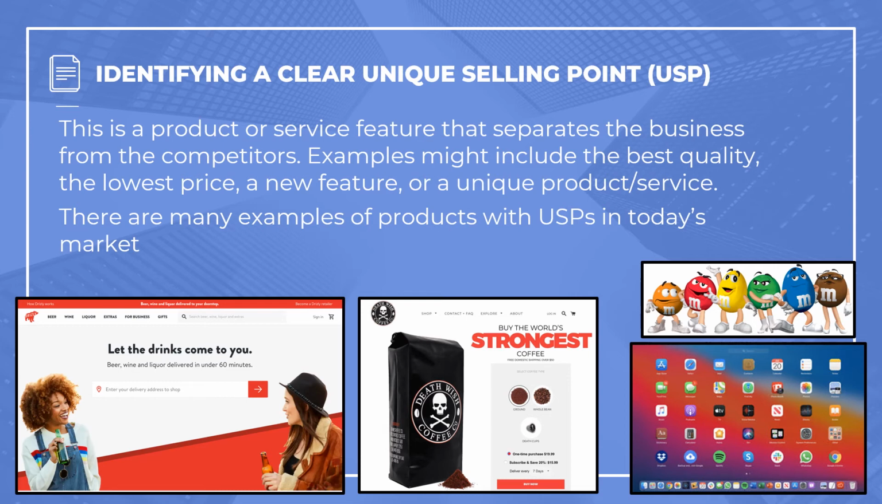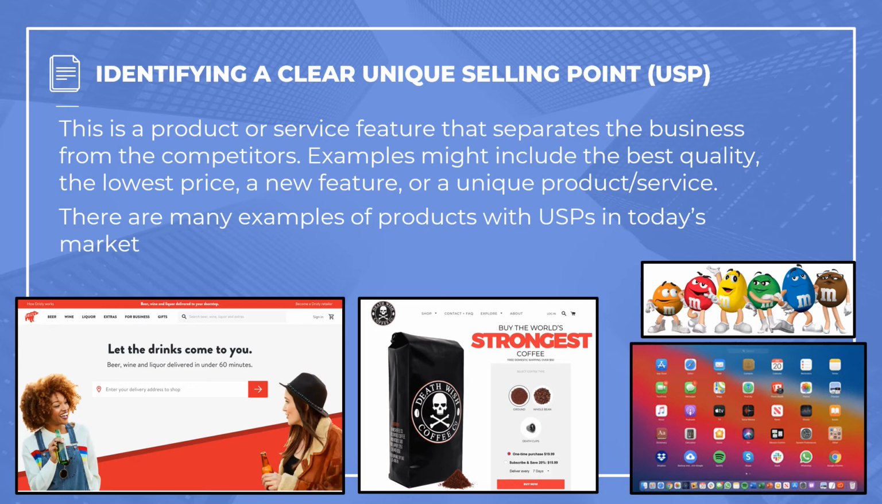For the middle one, it says the world's strongest coffee. That is their claim. So their feature is that their claim is that the coffee is stronger than any other coffee on the market. And the bottom left says beer, wine and liquor delivered in under 60 minutes. So that is their claim, that if you order from them, you will always get your delivery in under 60 minutes.